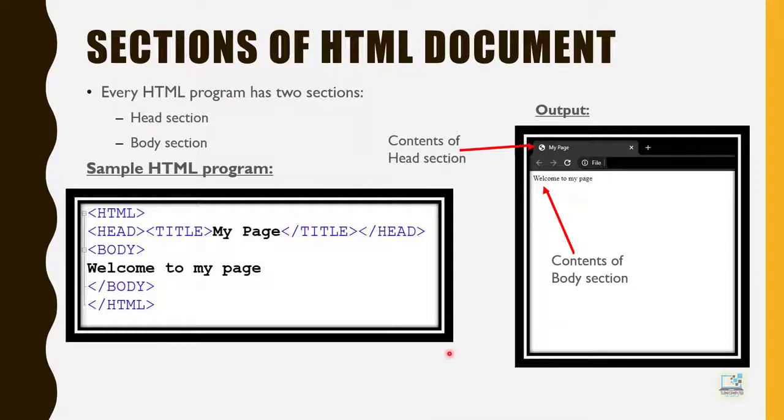So every HTML program has two sections, head section and body section. Here I have one sample HTML program in which the title of the page is my page and in the body I have written welcome to my page. So in the head section we have the head tag and the title tag, and you can see in the output in this part of the screen the title of the page is displayed. So in the title bar the title of the page is displayed, whereas this part of the screen, here we have the body section.